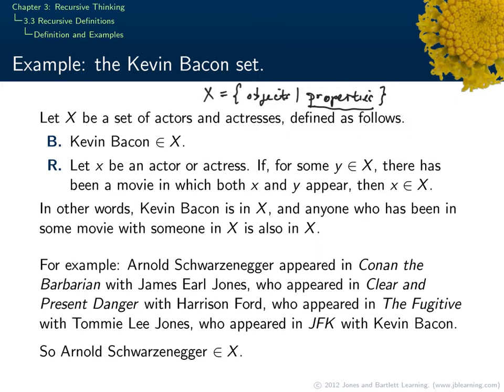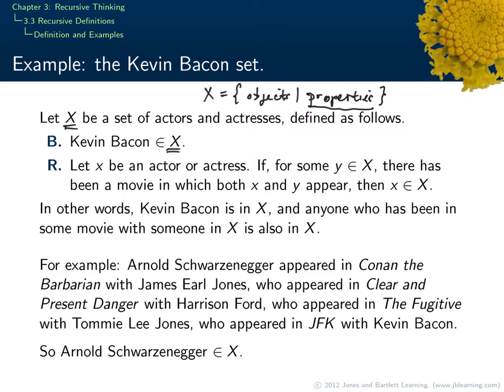An example of such a case might be this thing called the Kevin Bacon set. Kevin Bacon, if you don't know, is an actor who's been in many, many films with many different people. What we're going to do is define a set around Kevin Bacon. Kevin Bacon is going to be a member of this set. And then other members of this set are going to be actors and actresses that have worked in some capacity or through some chain of films with Kevin Bacon. That's expressed in this recursive step.